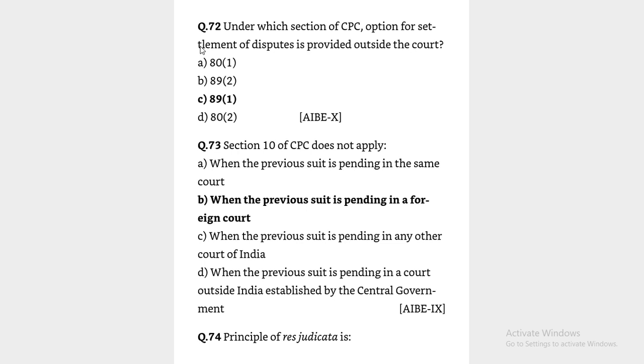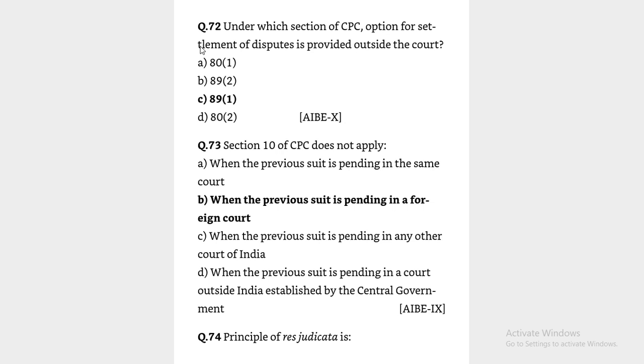Under which section of CPC is the option for settlement of disputes outside the court provided? This is alternate dispute resolution, Section 89(1). Section 10 of the CPC does not apply when a previous suit is pending in a foreign court. So the answer is: when a previous suit is pending in a foreign court, Section 10 does not apply.